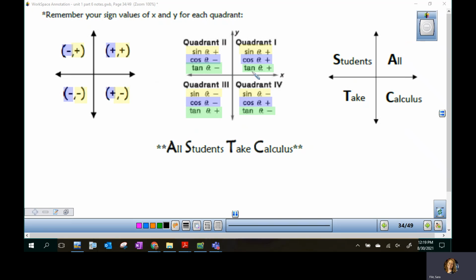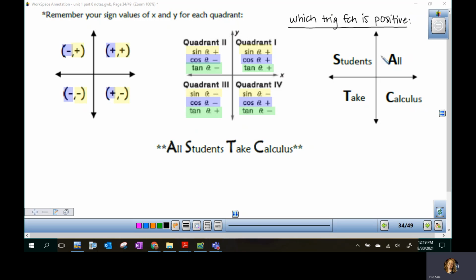Now, rather than having to go through that thought process every time, we've got a little memory trick, a mnemonic, to help you remember which trig function is positive. And the mnemonic device is all students take calculus. Okay, and that ASTC represents the trig functions that are positive in that quadrant.